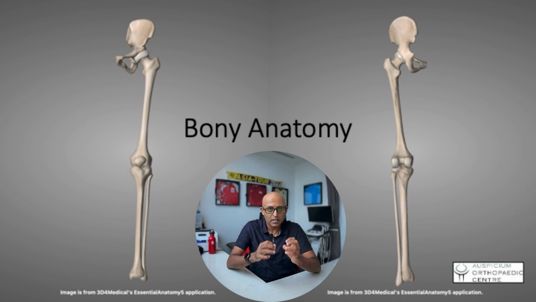Here we have images of the anterior and posterior aspects of the leg, and in particular, we're focusing on the bony anatomy. So remember, pathologies around the pelvis, around the hip joint, then the femoral shaft, and the knee joint can all cause symptoms around the thigh or the knee.